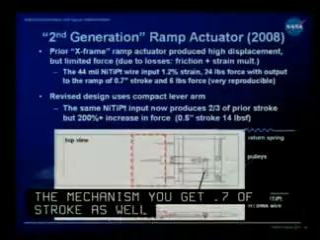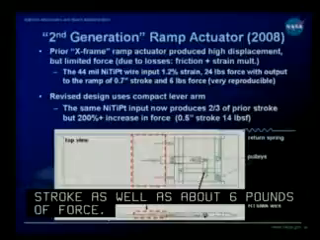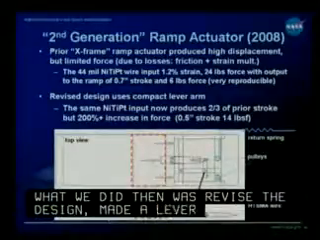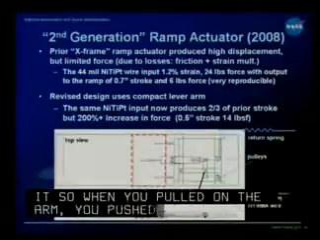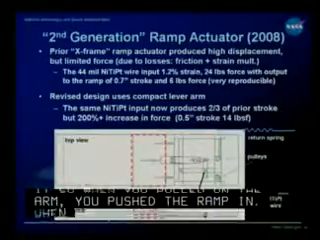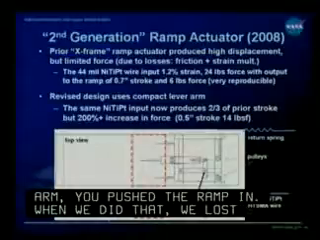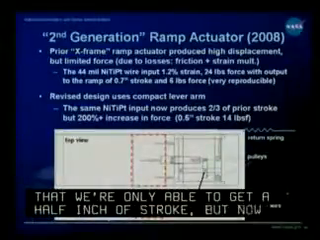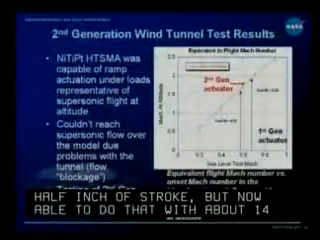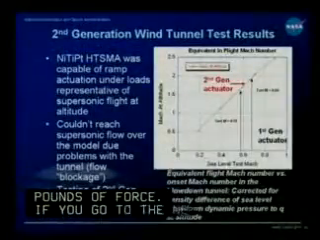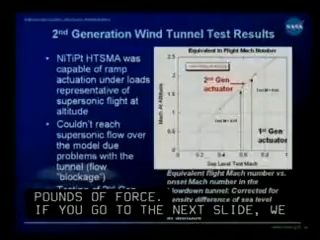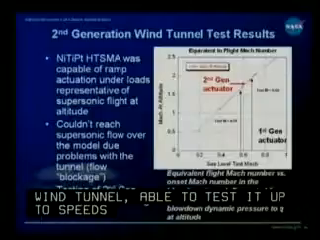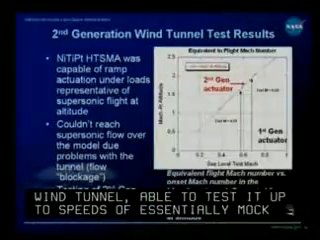What we did then was revise the design. We made a lever arm out of it so that when you pulled on the arm, you pushed the ramp in. When we did that, we lost some of the stroke capability so that we were only able to get about a half inch of stroke, but now we were able to do that with about 14 pounds of force in the end. So if you go to the next slide, we put the new model back into the wind tunnel. We were able to test it up to speeds of essentially Mach 0.9, and we had no problems with it. The problem was really with the model and the testing.